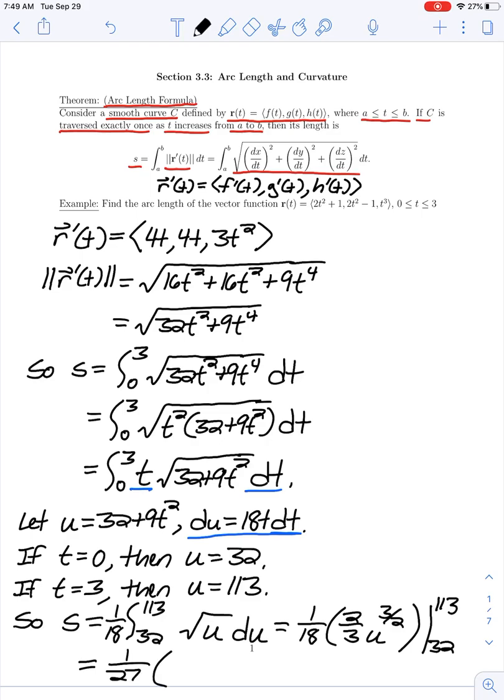Then when we evaluate u to the 3/2 at 113, we'll recall that the 3/2 power is the same as u times the square root of u. So we have 113 times the square root of 113 minus 32 times the square root of 32.